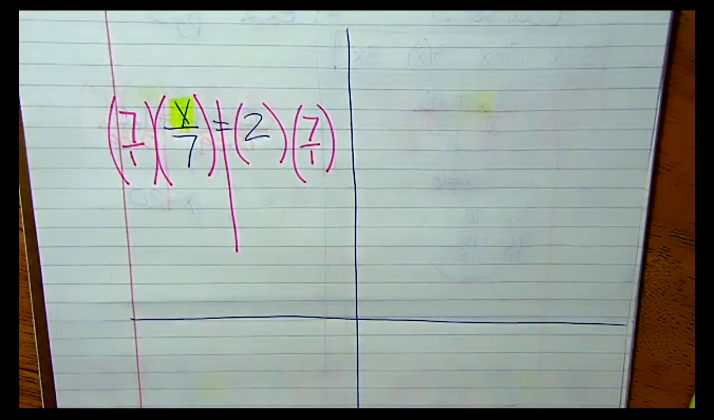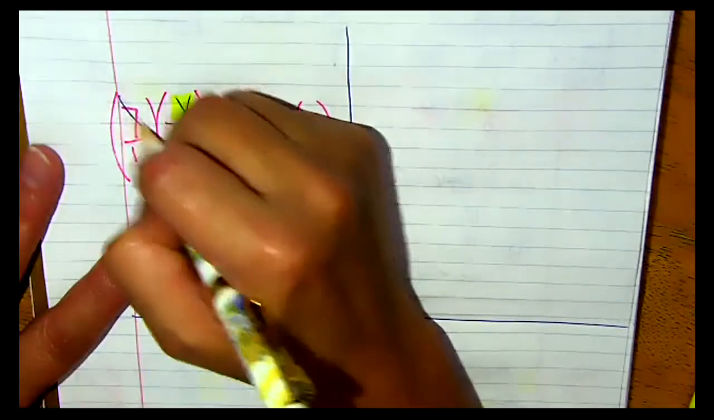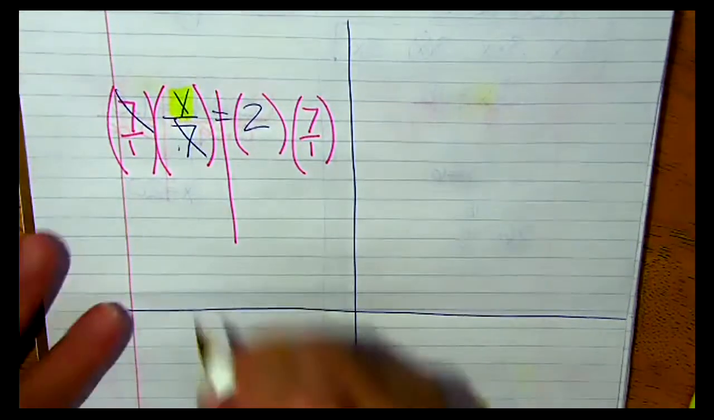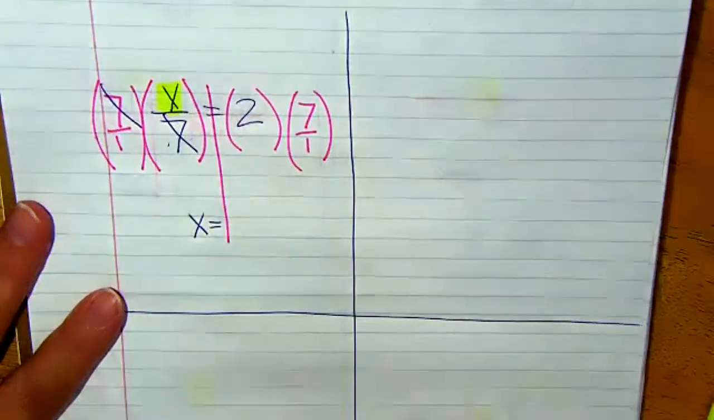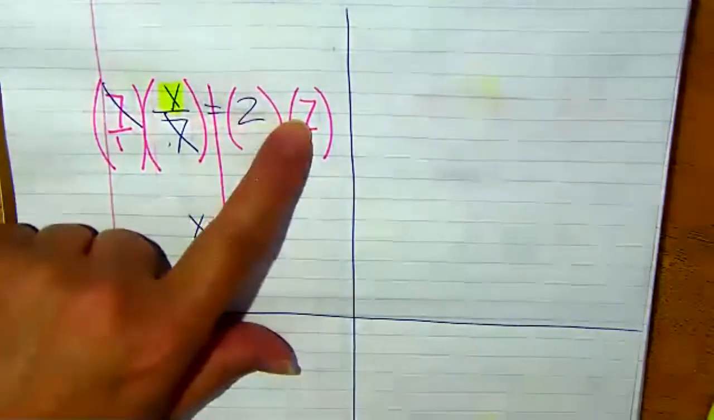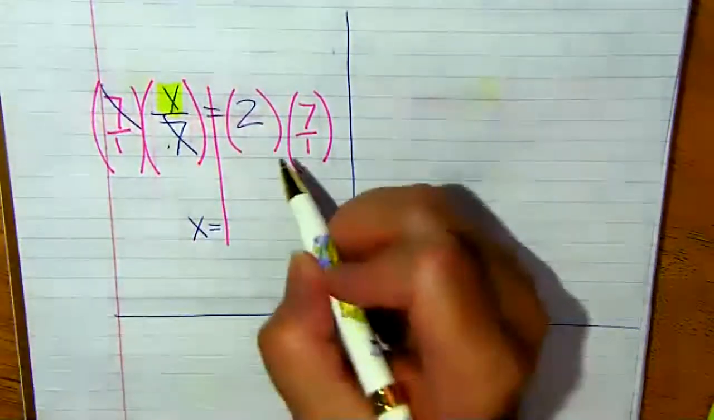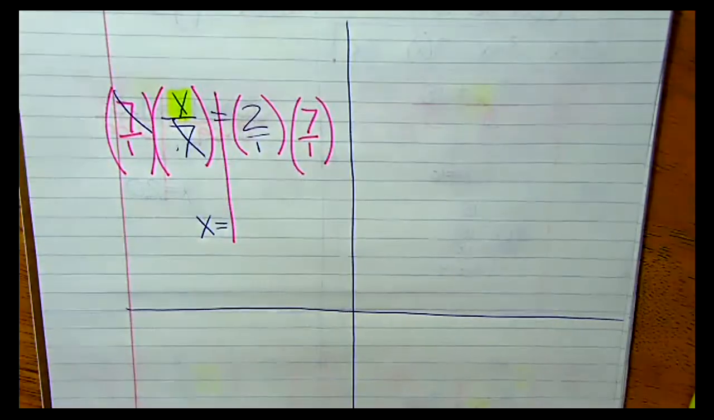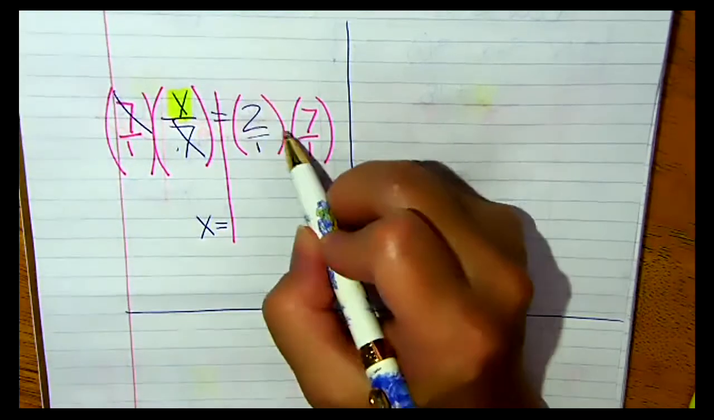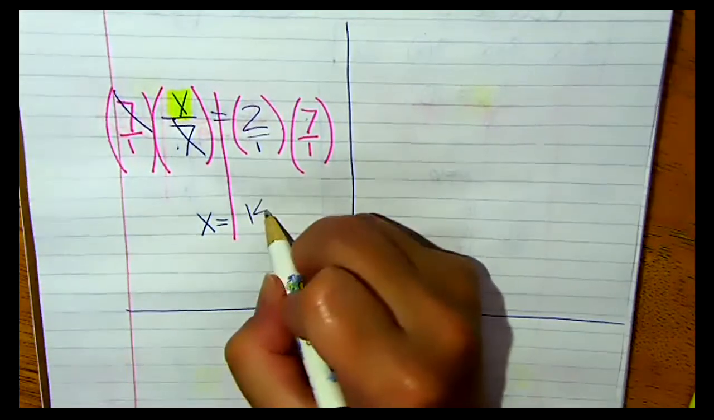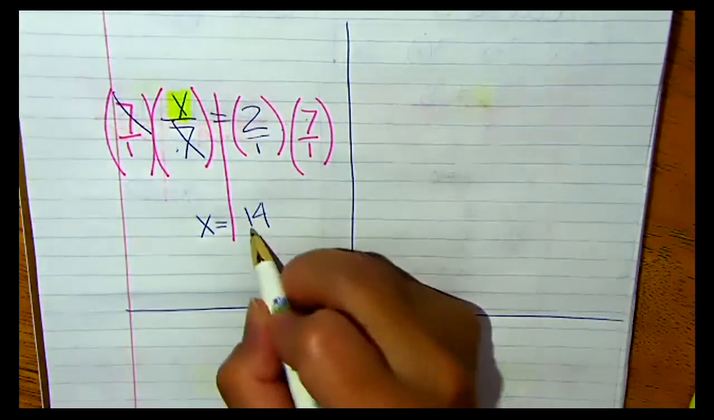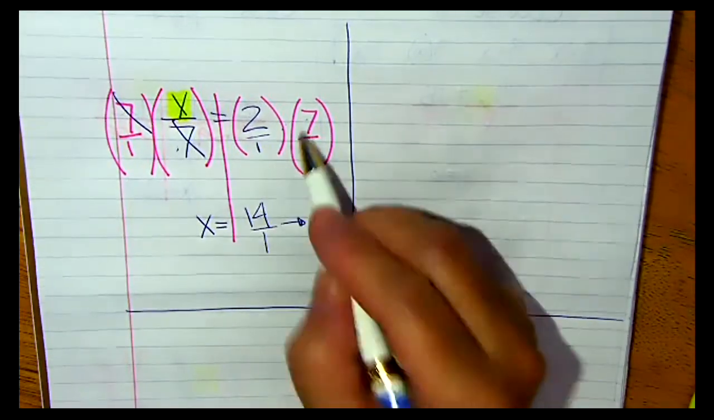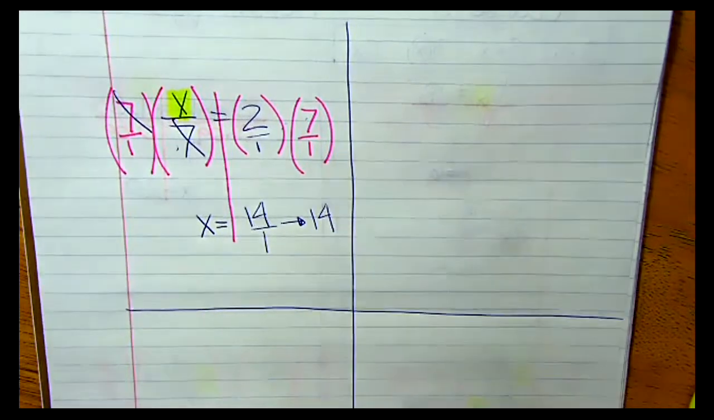Okay, now let's take a look. 7 divided by 7 is 1. They cancel. X divided by 1 is x. It is itself. And now this is just multiplication. If I want to, I can put this 2 over a 1 to make it easier. 2 times 7 is 14. 1 times 1 is 1. Or we could just say 2 times 7 is 14.